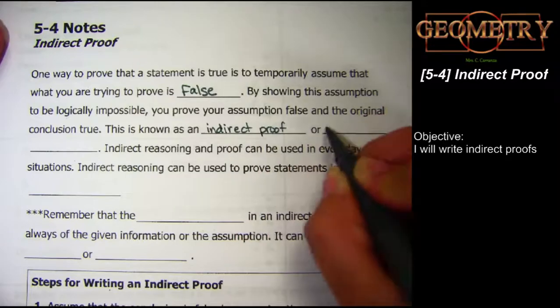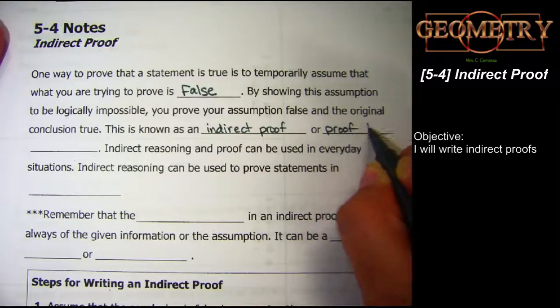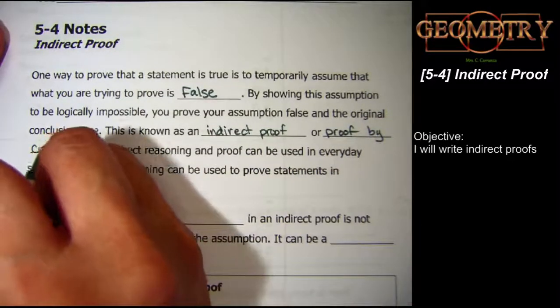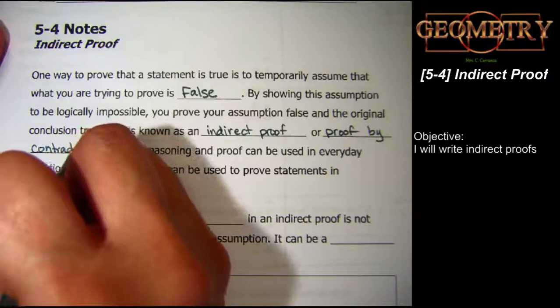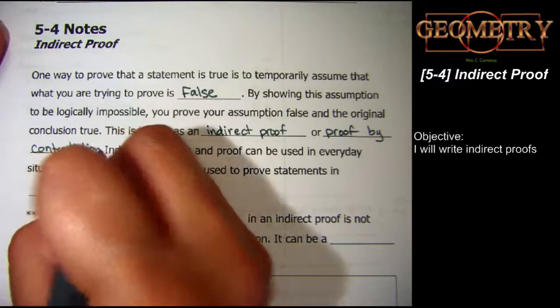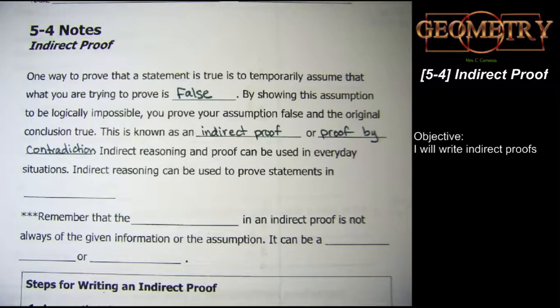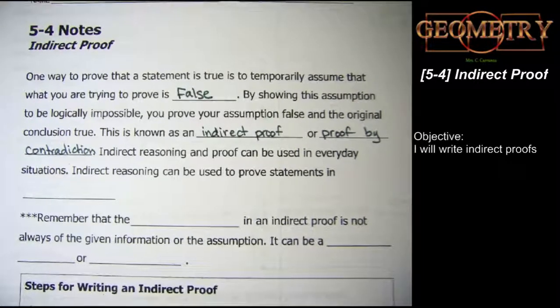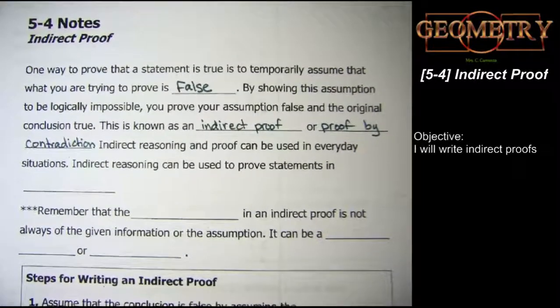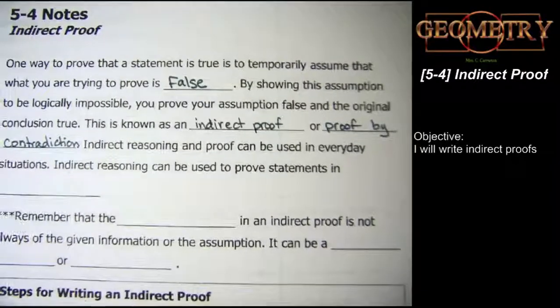It can also be called a proof by contradiction. You know what the word contradiction means? It's when you say something that goes against what you said earlier. It's like being a hypocrite. Yeah, it's exactly what it is. The big old lie, the big old hypocritical moment. Yep. Oh, you liked my big word there, did you? Yes, hypocritical. A big word.